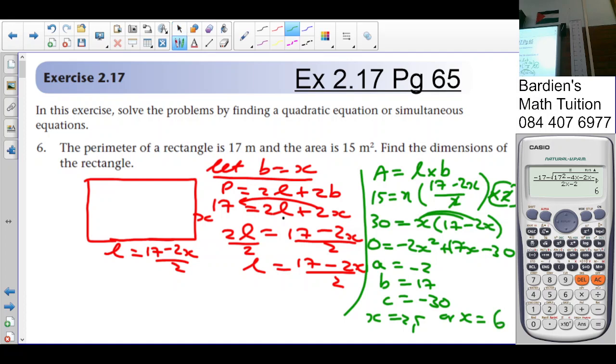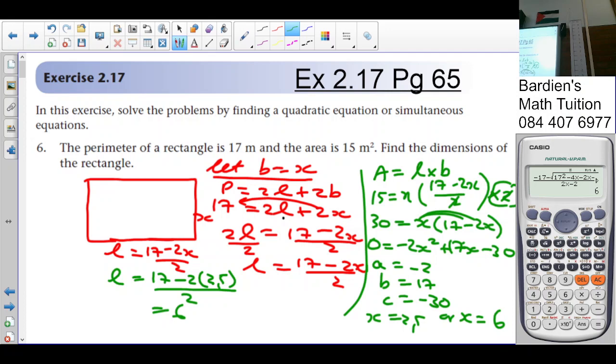Can you see that, people? So what is that? If you're going to leave it like that, then what is my length? The length is going to simply be 17 minus 2 times 2.5, which is 5. 17 minus 5 is 12, and 12 divided by 2 is 6. Which means if I'm going to put x as 2.5, then the length is going to be 6.